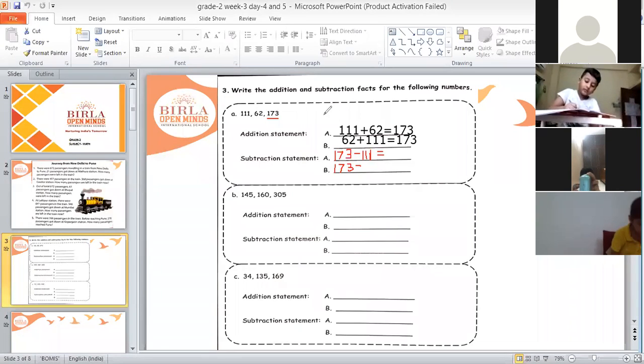And which number is left now? 62 is left. So what you will do? That number you will write after this equal to sign. Okay. That number you will write after this equal to sign. Okay, children.